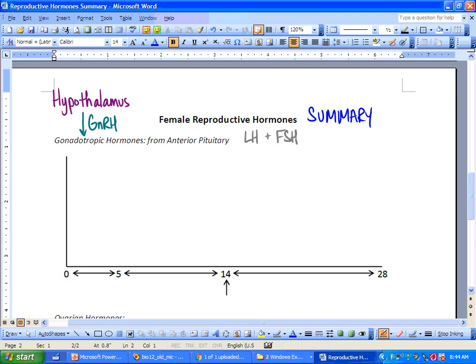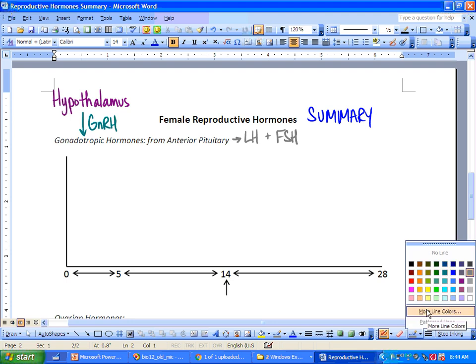So again, that was actually the same series as the male reproductive system as well. It's just that the LH and the FSH do totally different things in the female system. So what I want us to look at here is what happens in terms of levels over this 28-day cycle, this reproductive cycle in the female body.